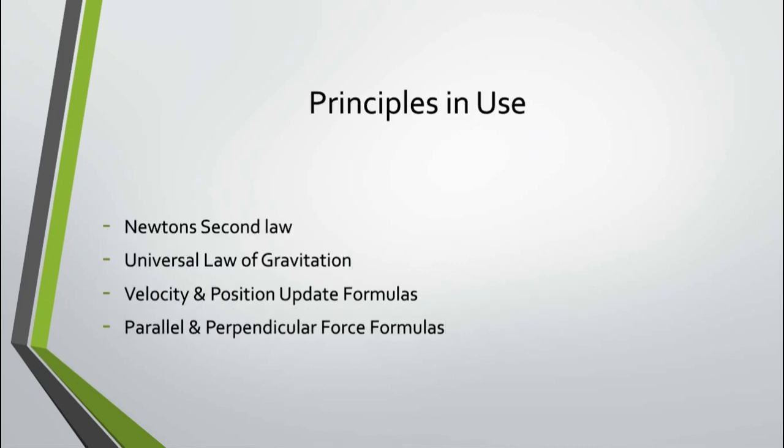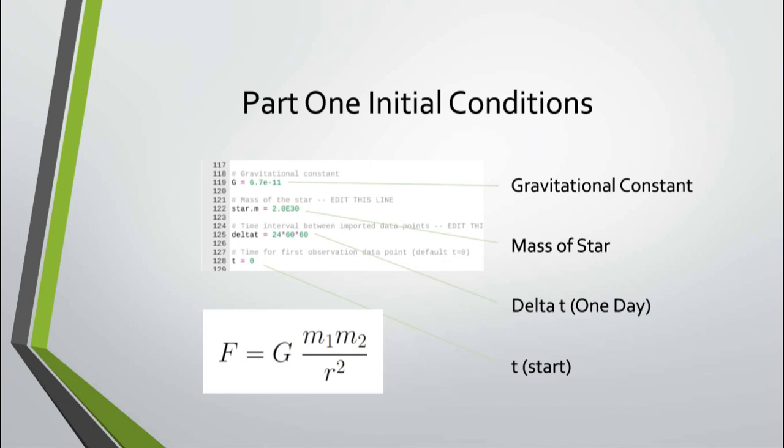The principles in use are Newton's second law, the universal law of gravitation, the velocity and position update formulas, and the parallel and perpendicular force formulas. For the first part, the initial conditions are the gravitational constant of 6.7e-11, the mass of the star, 2e30, and delta T, which is 1 day: 24 hours times 60 minutes times 60 seconds, and the start of t, which is 0. Here is the force of gravitation equation, which is the gravitational constant times the first mass times the second mass over r squared.